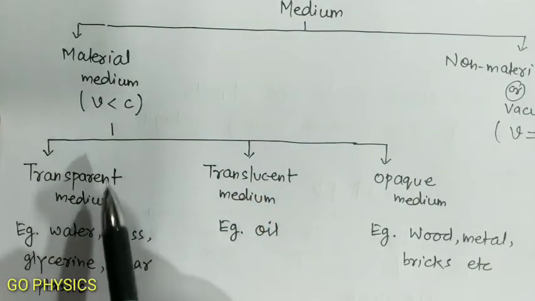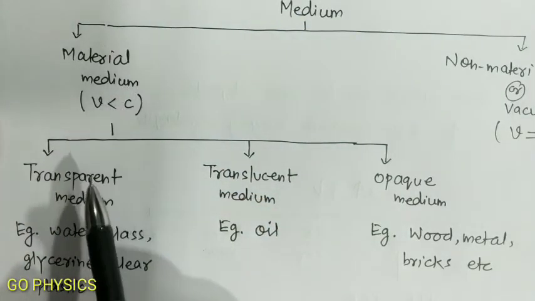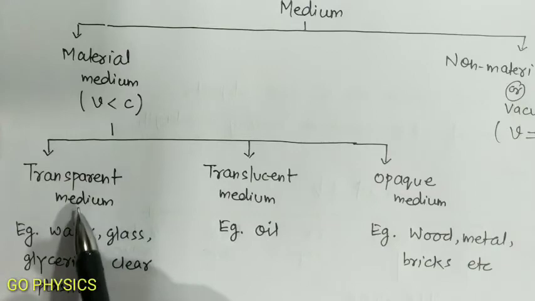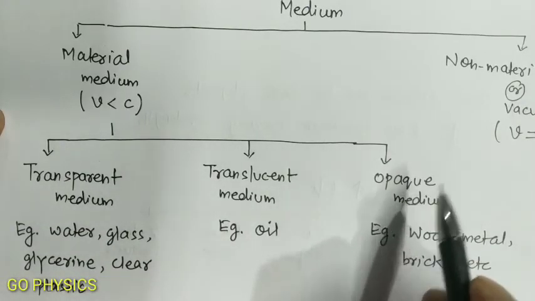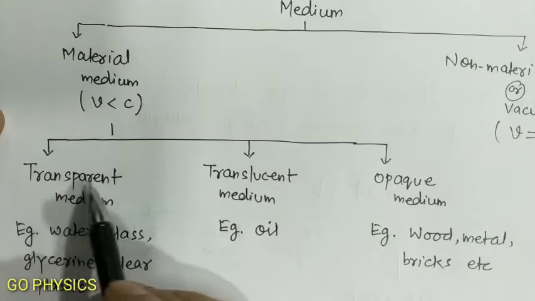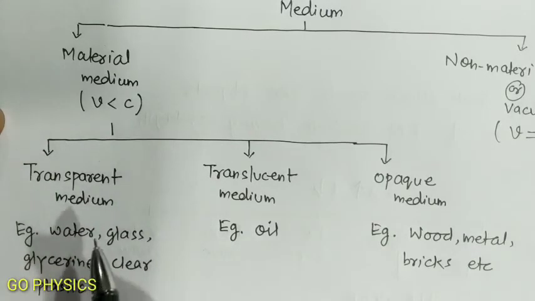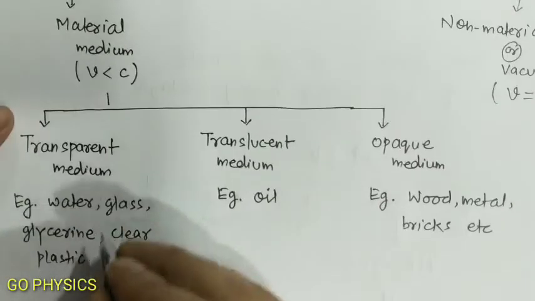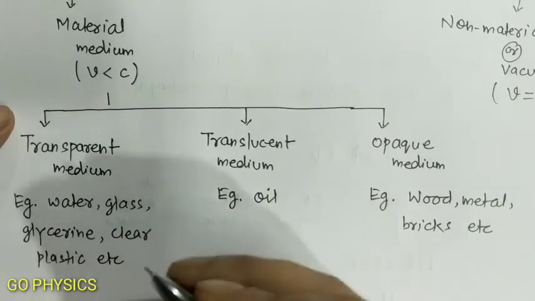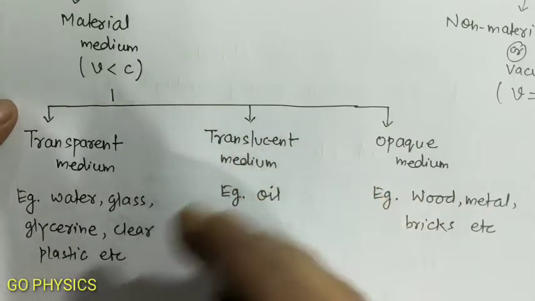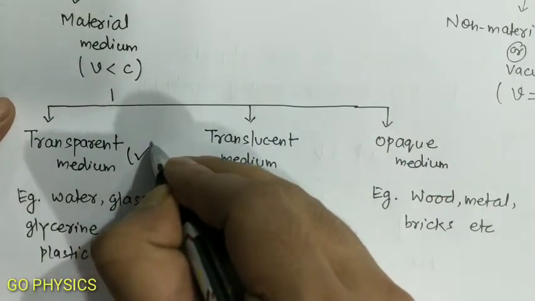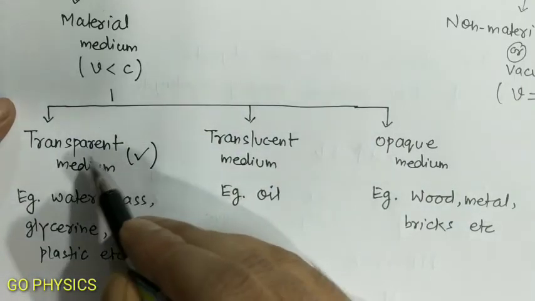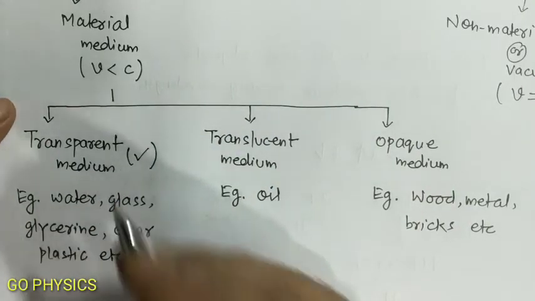So material mediums are classified as transparent medium, translucent medium and opaque medium. In transparent medium, that is a medium like water, glass, clear plastic, etc., light can travel freely over a very large distance. So in transparent medium, light can travel easily.